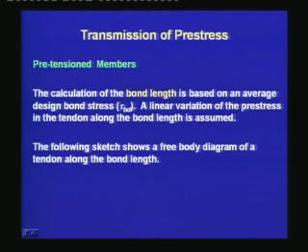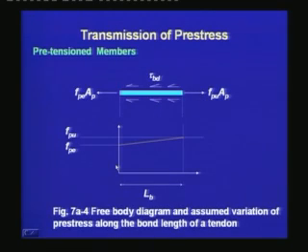The calculation of the bond length is based on an average design bond stress, which we shall denote as tau BD. A linear variation of the prestress in the tendon along the bond length is assumed. The following sketch shows a free body diagram of a tendon along the bond length. We are assuming that in the minimum length, which is denoted as the bond length, the increase in stress is linear, or in other words, the bond stress is constant.